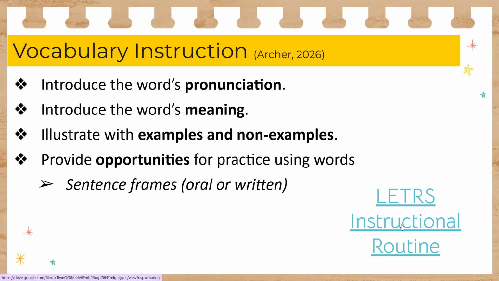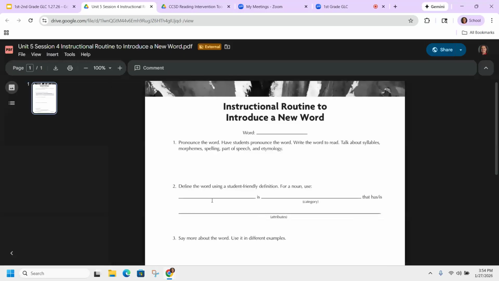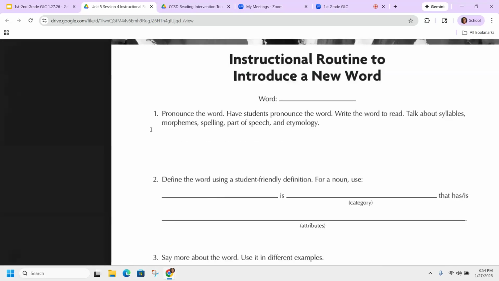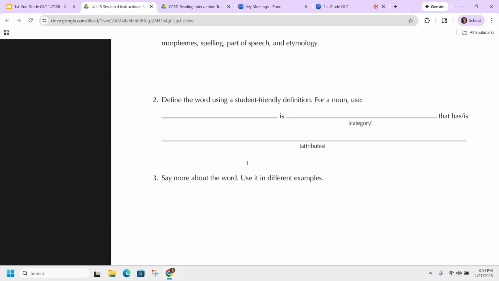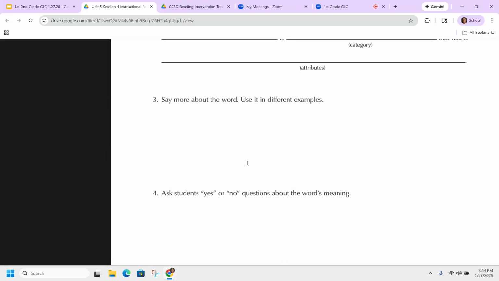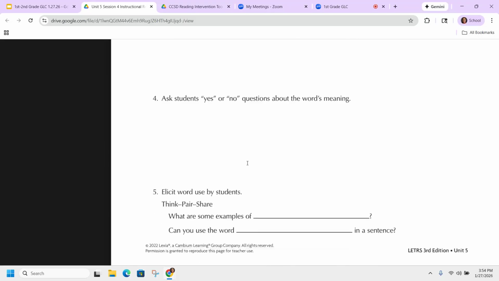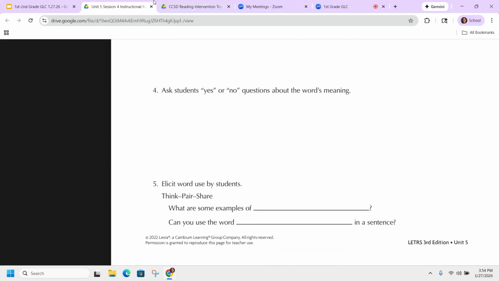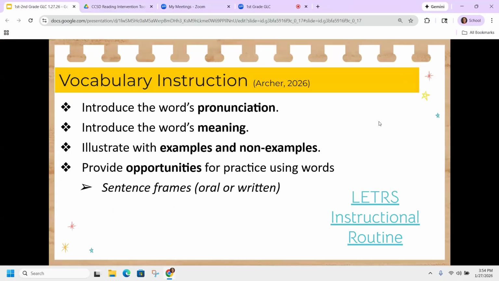When you're looking at instruction, similar to the letters instructional routine, we want to make sure kids can pronounce it, that they have a child-friendly definition, examples, non-examples, and of course, giving them those miles on the tongue, or opportunities for practicing those words. We can support that with sentence frames that can be oral or written. And this, again, is supported by that letters routine. If you haven't seen it yet, pronounce it, talk about how the word is, there's a definition, say more about it, use it in examples, ask yes or no, and do some think, pair, share. Those are all great strategies for teaching vocabulary.